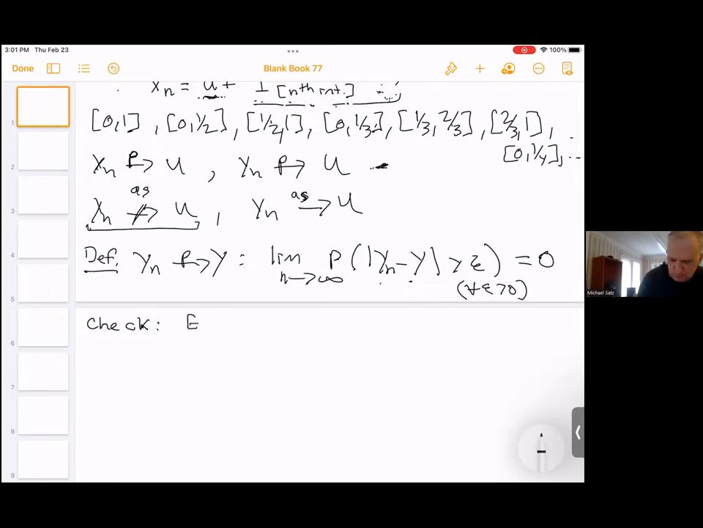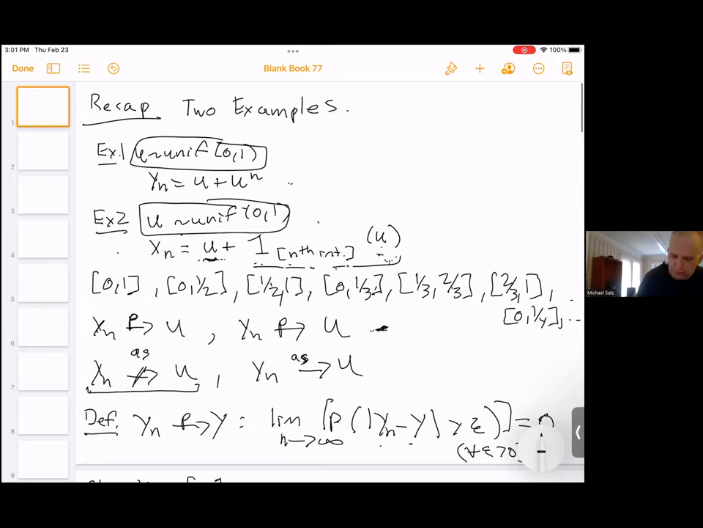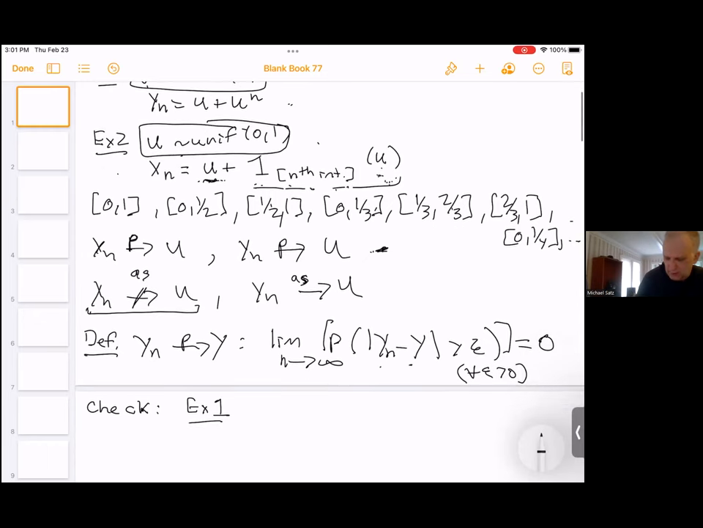So example 1. All right. What do we do? Okay, yeah, right. So we want to look at the inside part here, and get a simplifying expression for that and then take the limit to infinity. Okay, so remember example 1. U is uniform, 0, 1. Yn is U plus U^n. So here I have U instead of Y, but you get it.